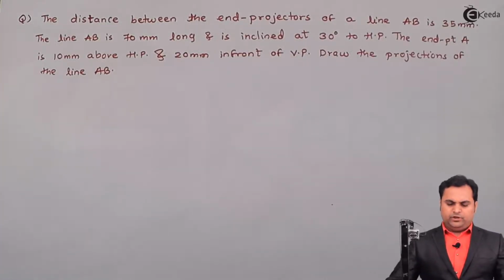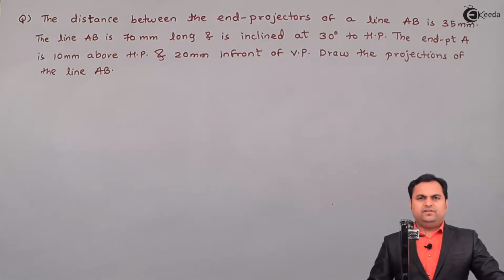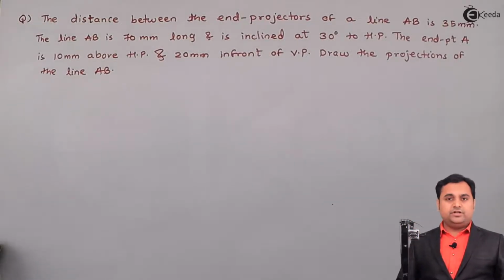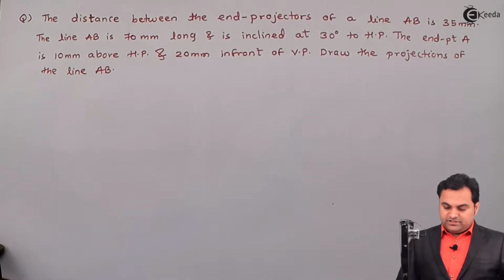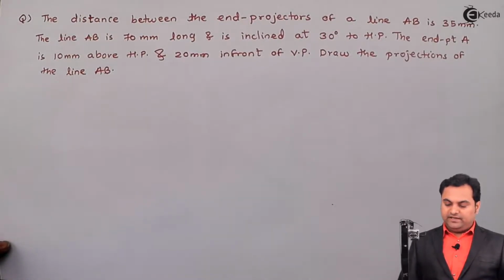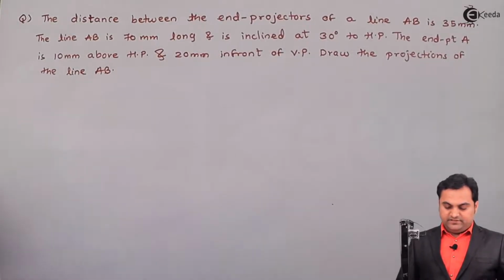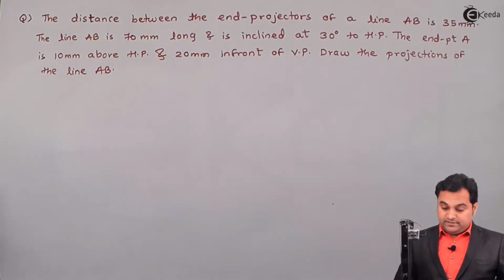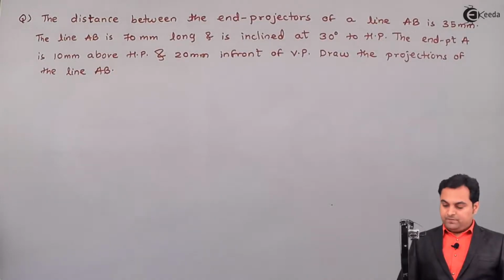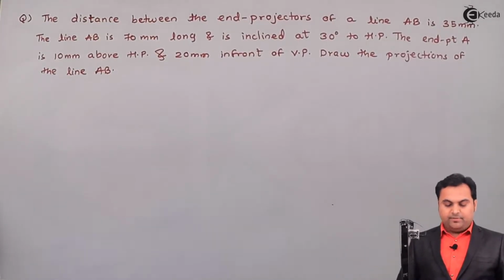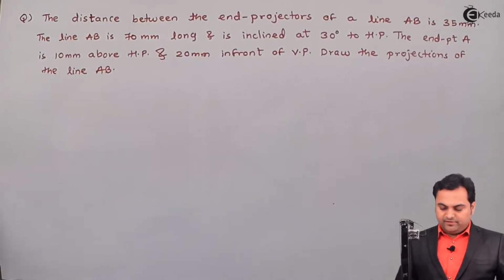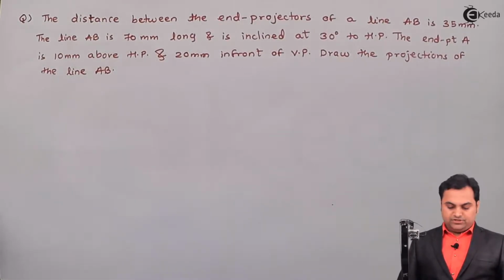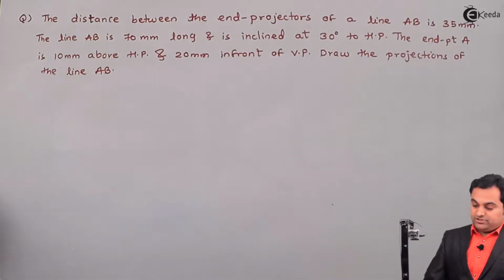We'll see a problem on projection of lines inclined to both the planes. This is the question in front of us. The distance between the end projectors of a line AB is 35 mm. The line AB is 70 mm long and is inclined at 30 degrees to HP. The endpoint A is 10 mm above HP and 20 mm in front of VP. Draw the projections of the line AB. So this is the question.